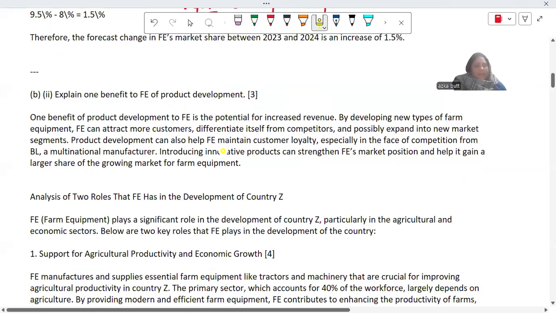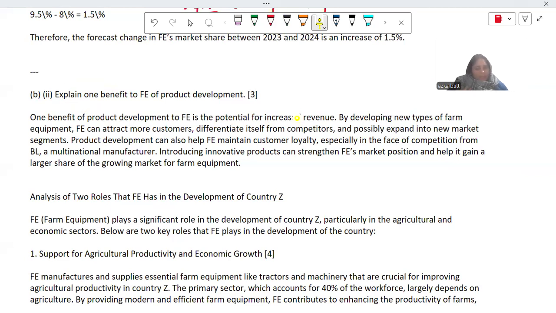Now, the next question is to explain one benefit of product development to FE. You don't need to explain what product development is because they use the command word explain. It means you should start explaining the benefit. Don't write the definition here. One benefit of product development to FE is the potential for increased revenue.